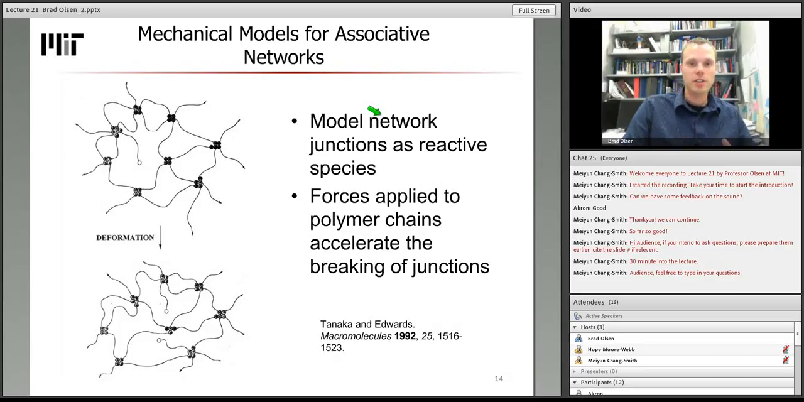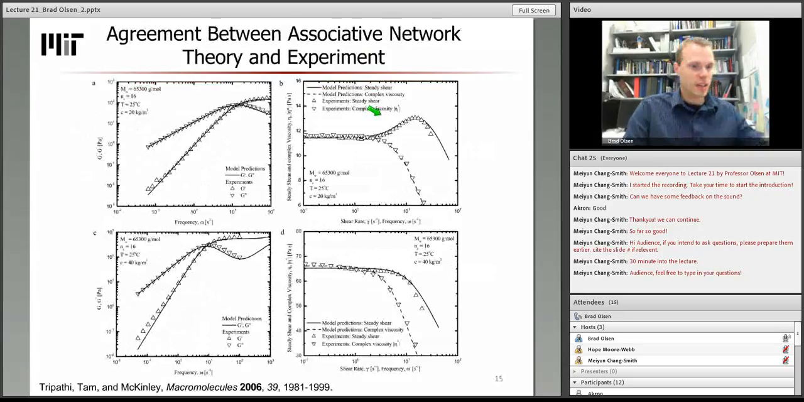So we consider the physical junction as a chemically reactive species that has some equilibrium based on its binding energy, some equilibrium constant of associated and dissociated states. When you apply a force to one of these network junctions or strands, then according to the concept of Bell's law, this force accelerates the breaking of the junctions under deformation. And so deformation can accelerate the breaking of the junctions and the rearrangement of the molecular structure. A recent theory published by Tripathi and McKinley considers this at an advanced level.